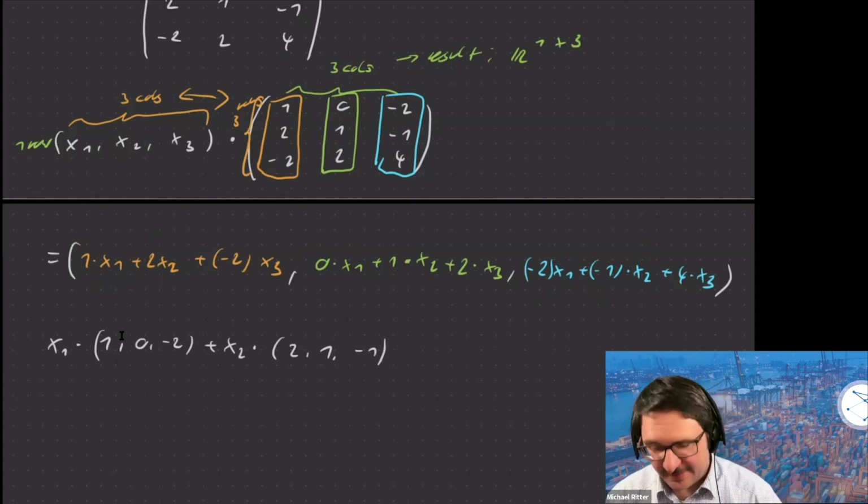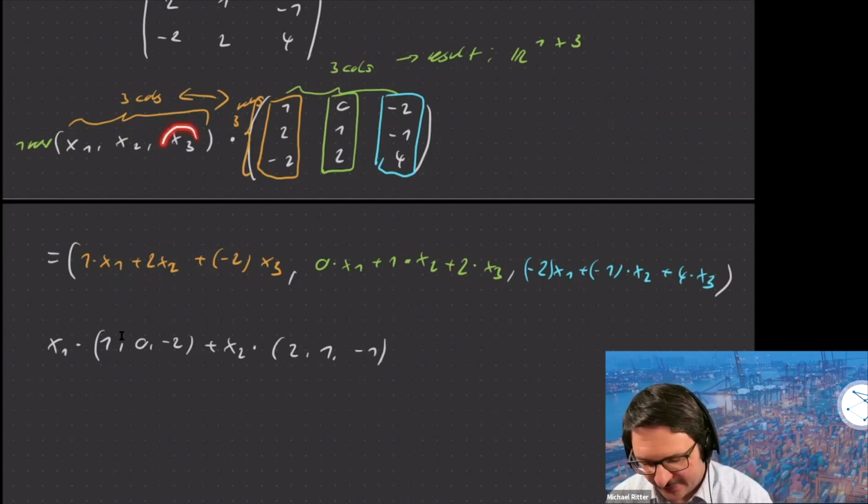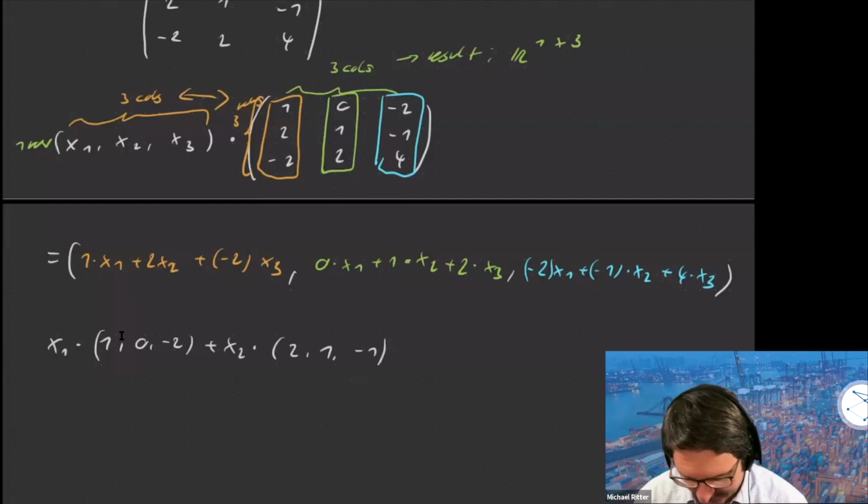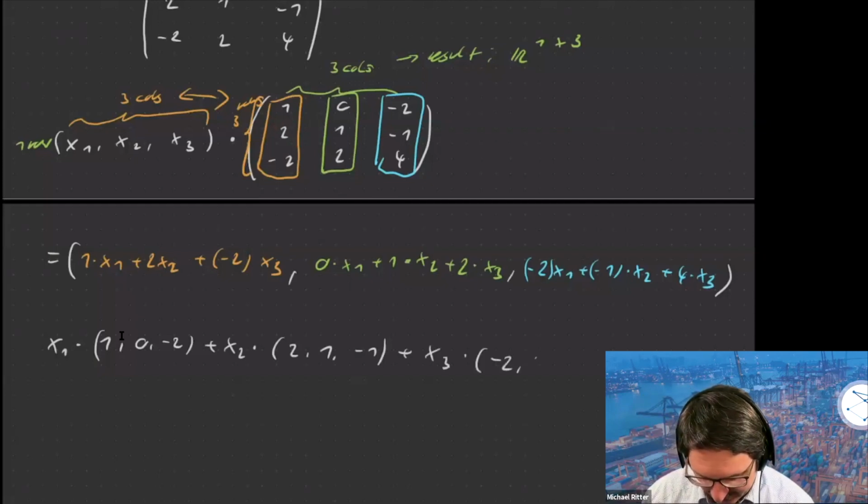And finally, the same happens for the x3. This entry here is always associated with the third entry in each column, so with the third row of the matrix. So that's x3 times (-2, 2, 4).